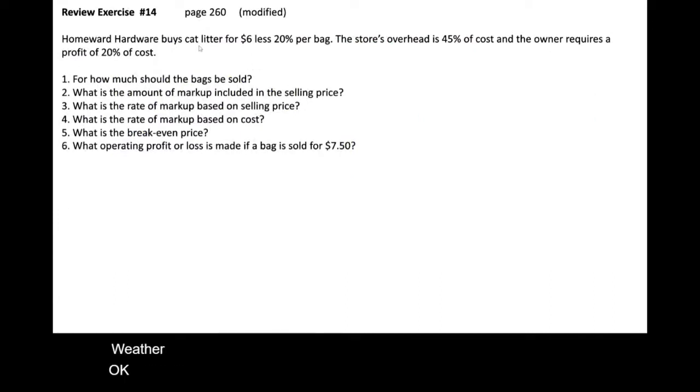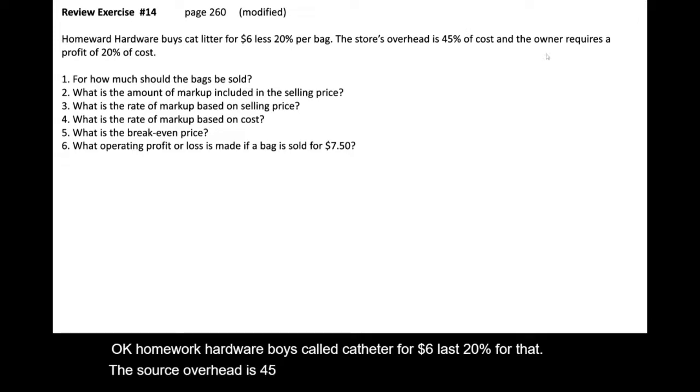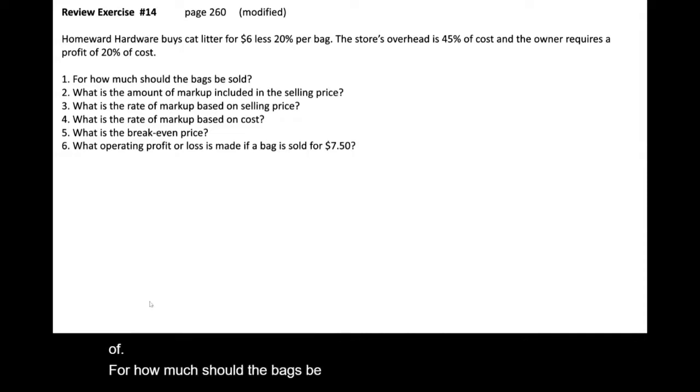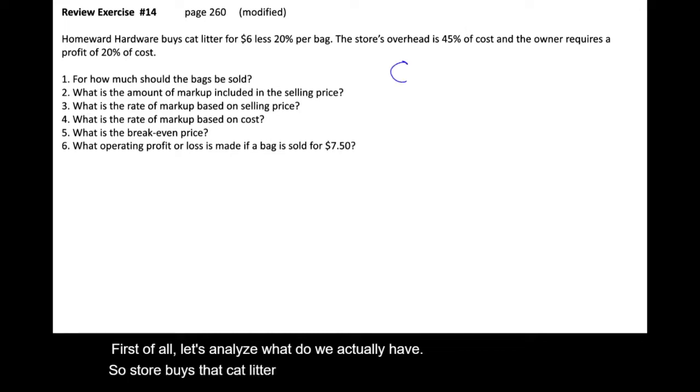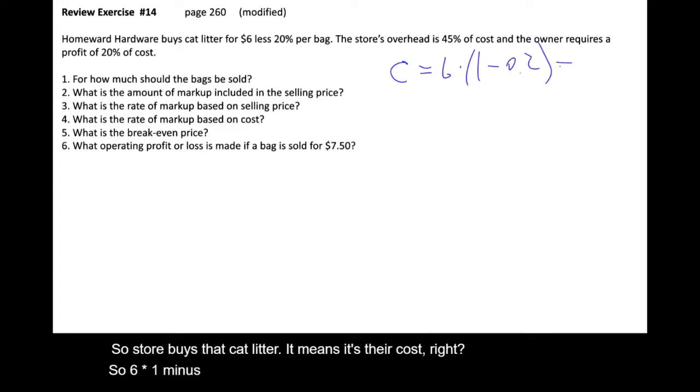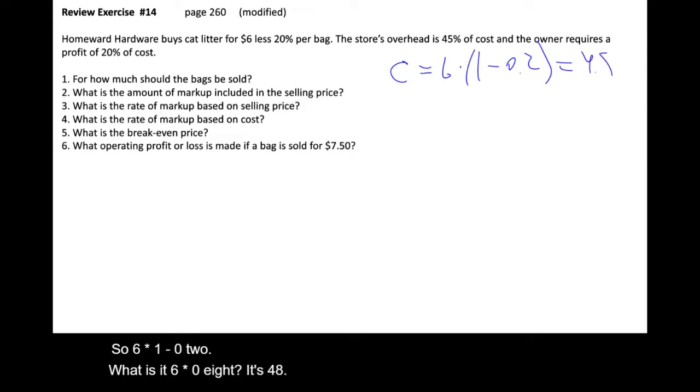Okay, Homeland Hardware buys cat litter for $6 less 20% per bag. The store's overhead is 45% of cost, and the owner requires profit of 20% of cost. For how much should the bags be sold? First of all, let's analyze what we actually have. So the store buys that cat litter, it means it's their cost, right? So 6 times 1 minus 0.2, what is it? 6 times 0.8, it's 4.80. Got it. That we know.